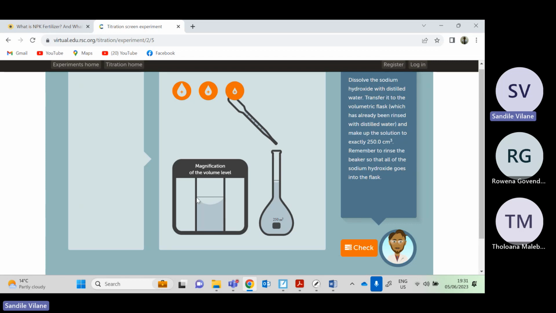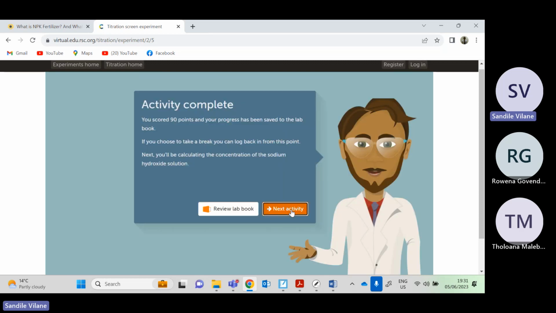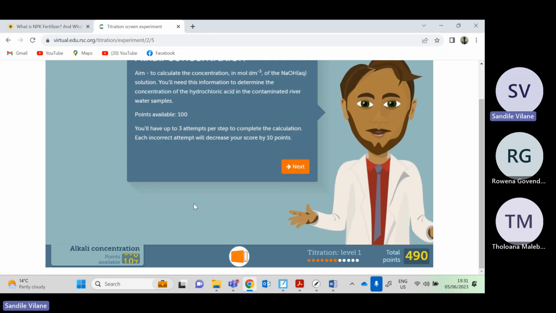And don't think this is what we need to see. The bottom of the meniscus is the one that must be at the level that is required, not the top of the meniscus. Let's add one more drop, one last drop. That's perfect. Now let us check. That's correct. We don't want to take a break, we just want to finish here.